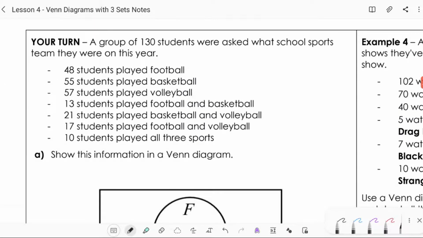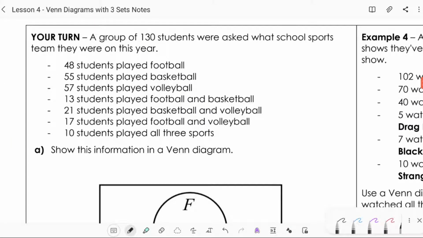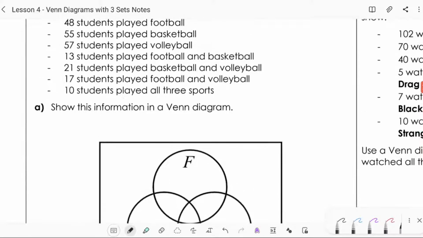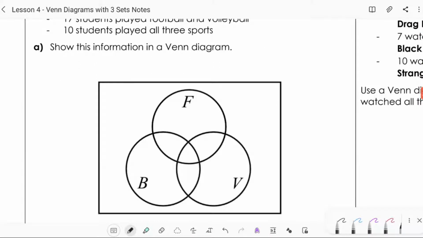All right, here's one for you. We're going to talk about 130 students playing some school sports. Pause, take a minute to try it. We'll go through it in a sec. See if you can input all this information into that Venn diagram below, talking about football, basketball, and volleyball.